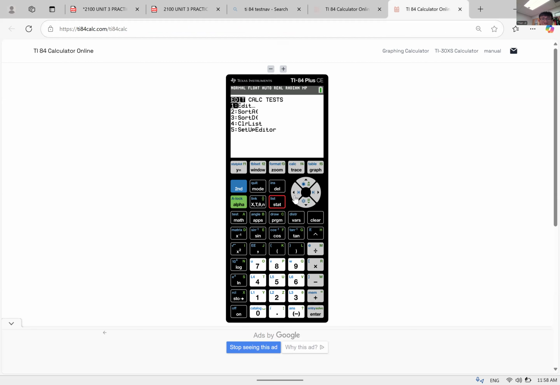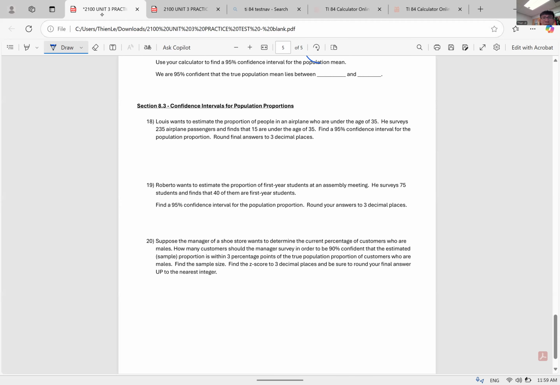So here you press Stat, then Tests, and what you want is the 1-PropZInt, the proportion Z interval, right? The A option here is your X, then N, and the confidence level you want, which is 95. So you just plug in.